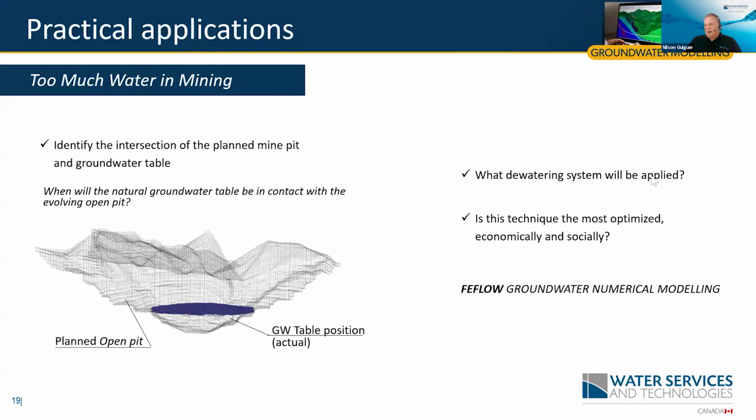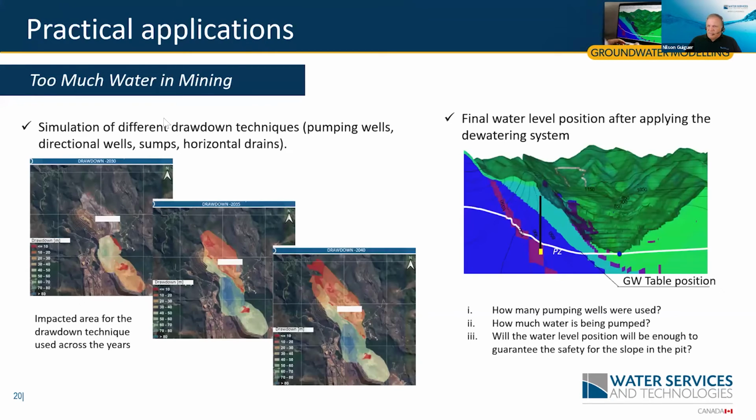And then the model can be used to answer what dewatering system will be applied. Is this technique the most optimized, economic and social? So in this case, we use FEFLOW and simulation of different drawdowns. So we tried a combination of pumping wells, directional wells, sumps, horizontal drains.